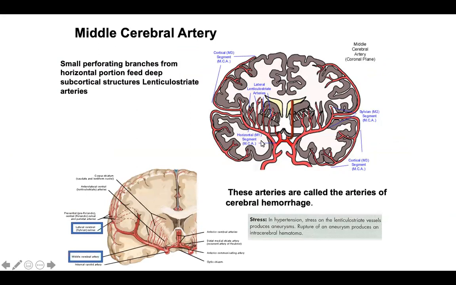Contralateral hemiplegia. Your friend said apraxia. Okay, what else? Aphasia, motor and sensory. Excellent. If Wernicke's area is in the dominant hemisphere, then you have Wernicke's aphasia. Excellent. If it is in the non-dominant hemisphere, then hemi-neglect syndrome.